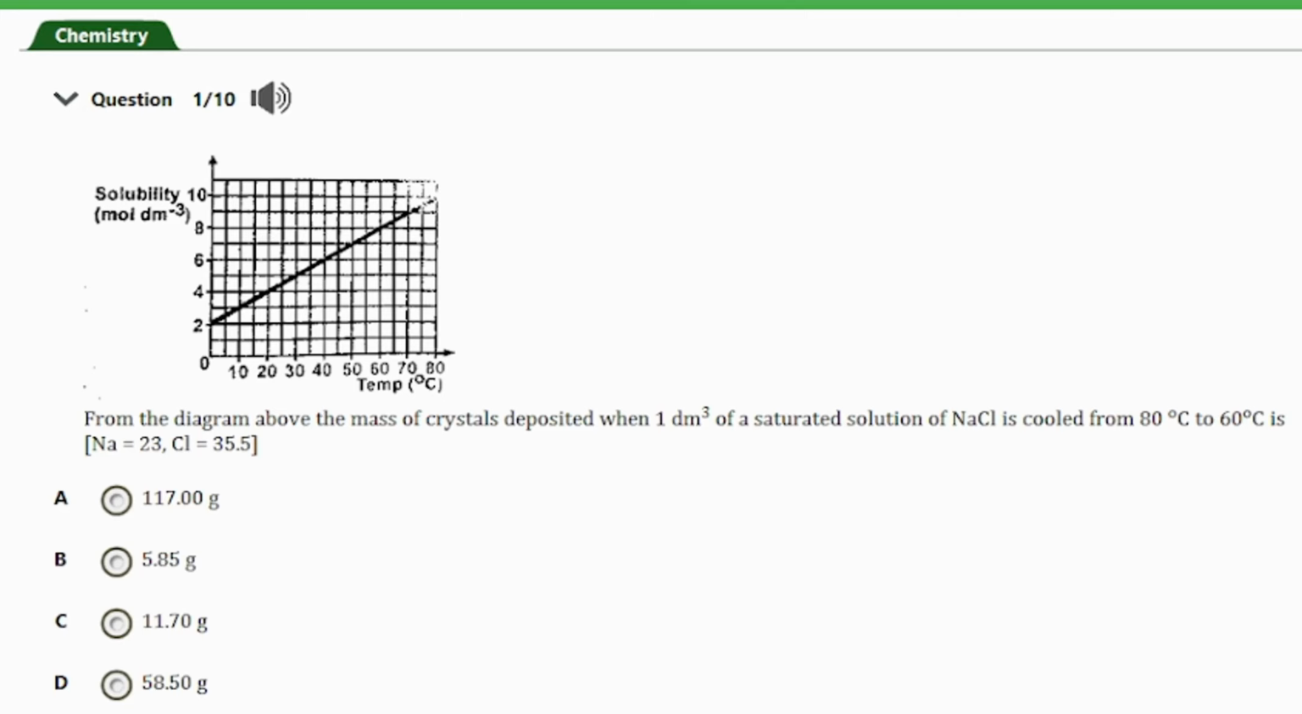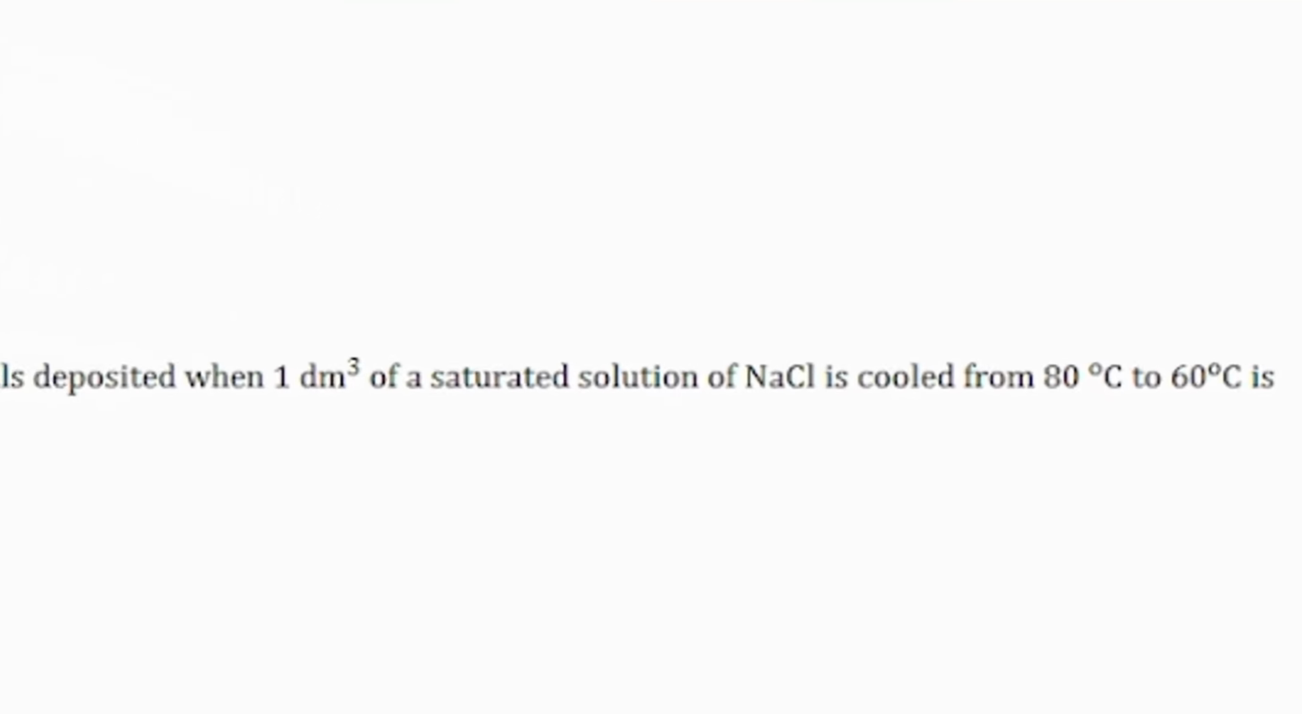Here we have a graph showing solubility and temperature. The question says, from the diagram above, the mass of crystals deposited when 1 dm cube of a saturated solution of sodium chloride is cooled from 80 degrees Celsius to 60 degrees Celsius is. All right, so guys, we're going to zoom into our workspace here and solve this together.